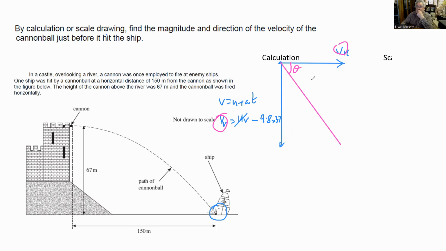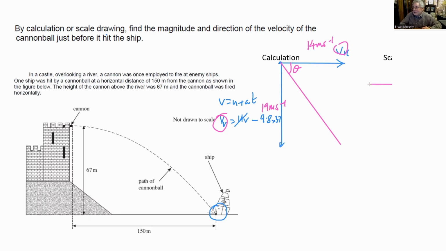Okay. Scale drawing, though. There will be a lot of space for this. So I'm going to make these numbers up. Let's say that is 14 meters per second, and this is 19 meters per second. Made that up.